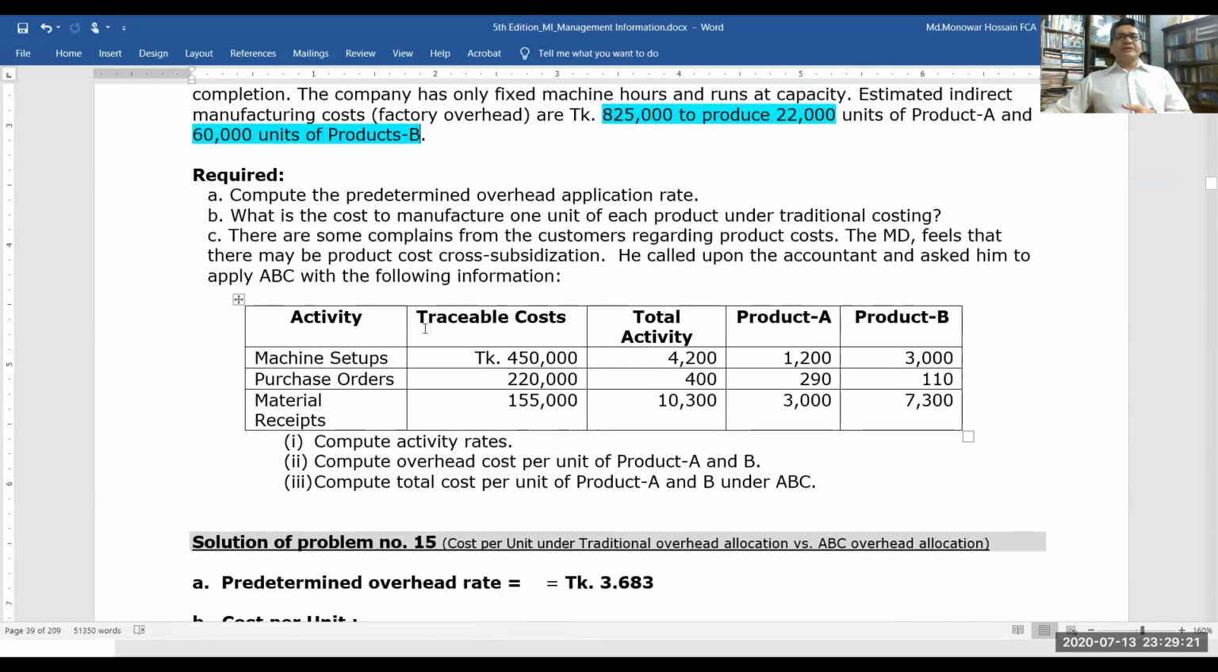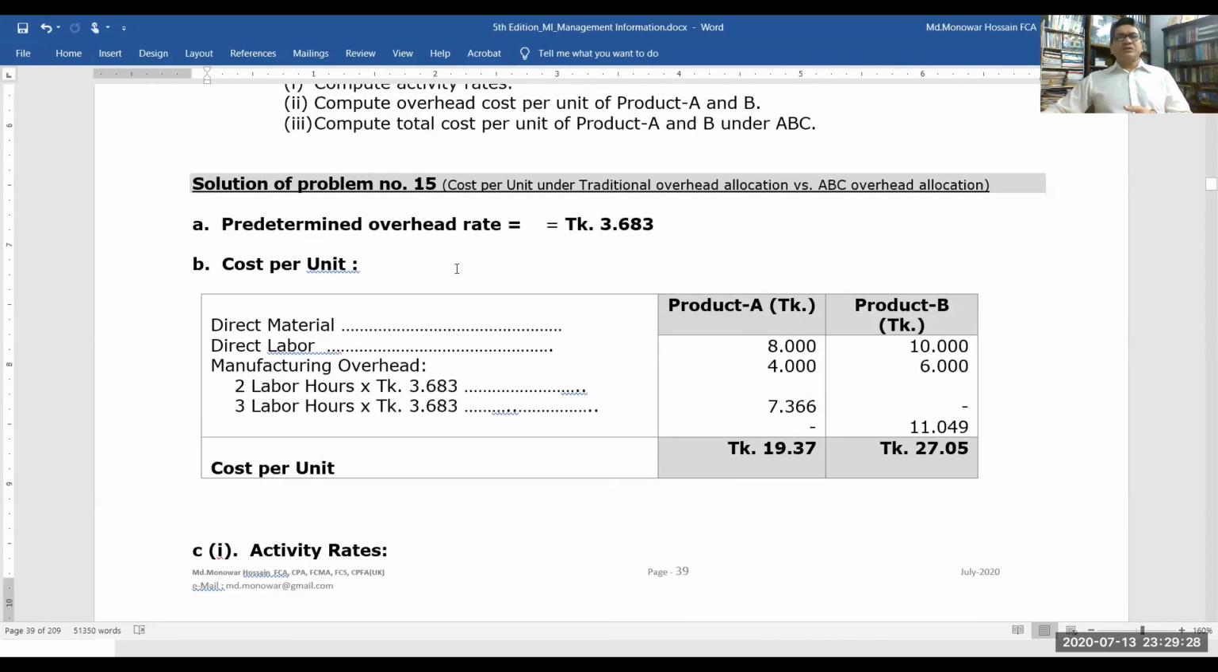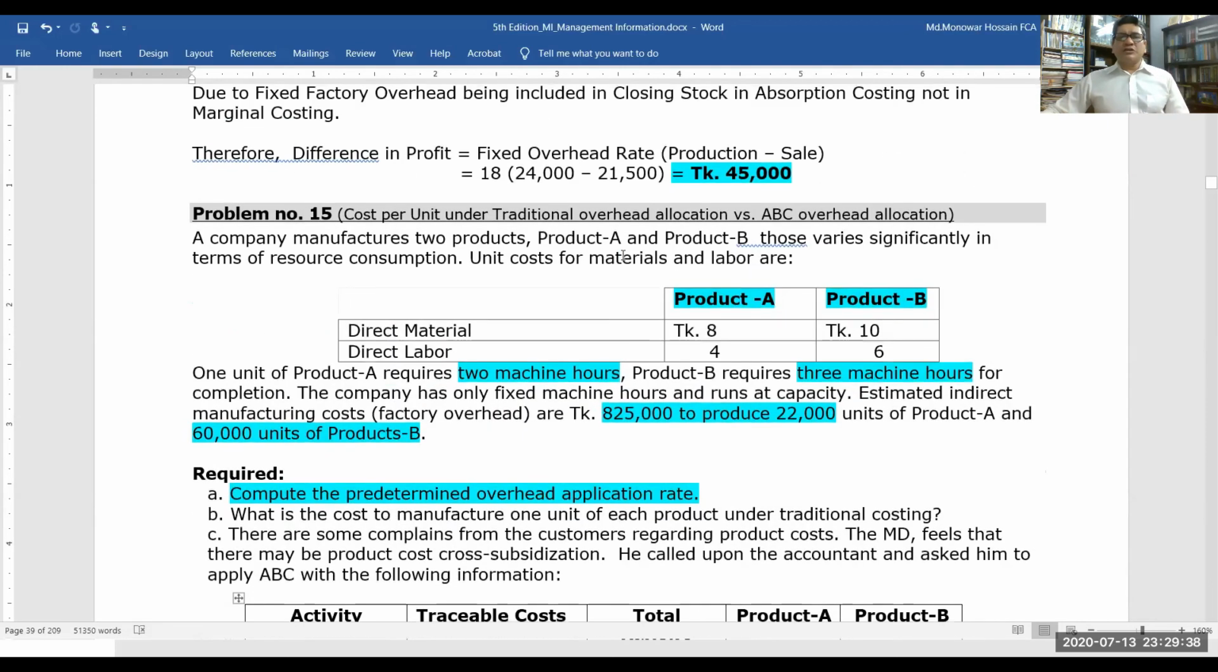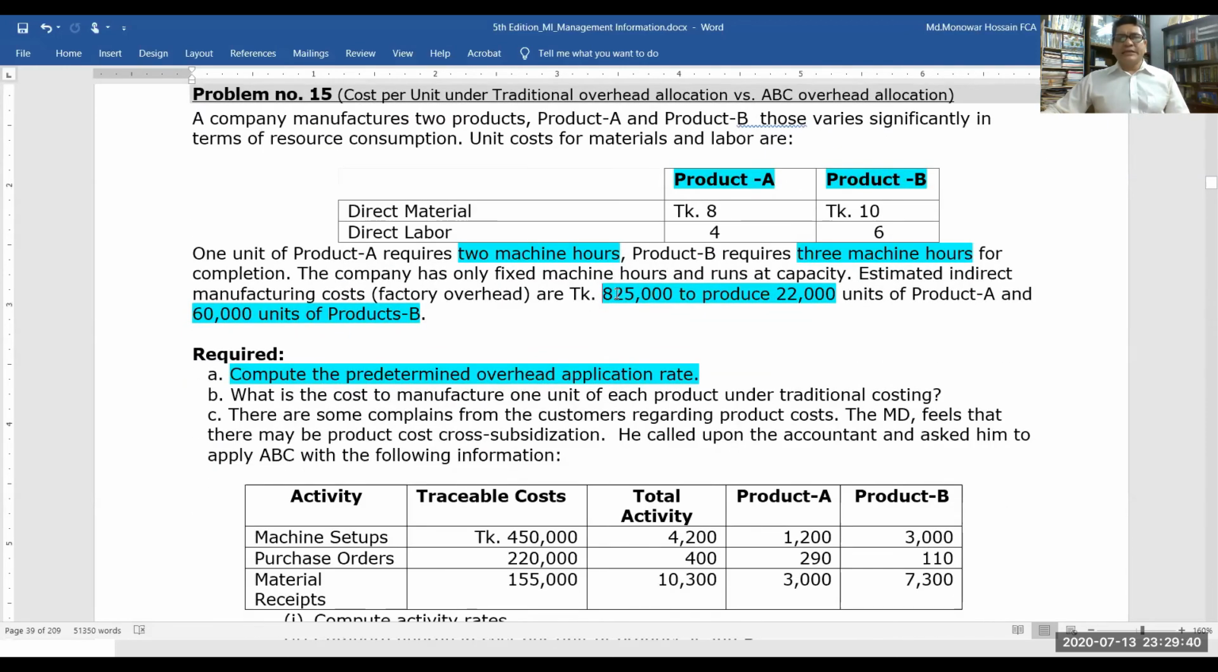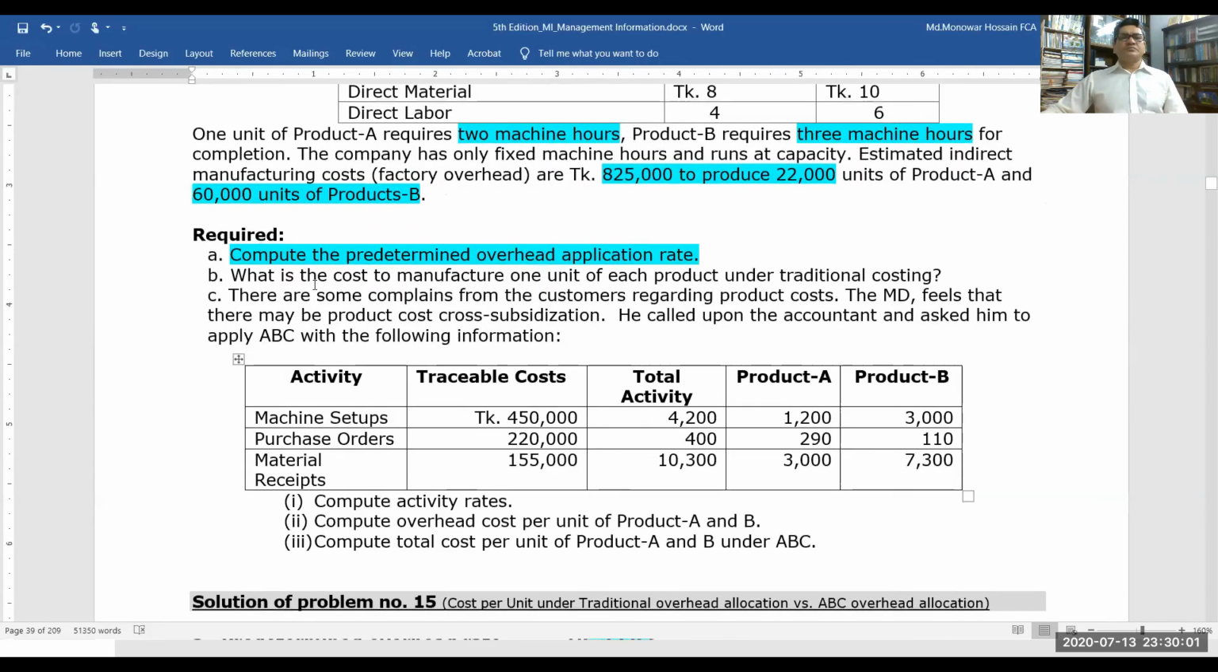So the requirement is to compute the predetermined overhead application rate. So what would be the overhead application rate? The predetermined overhead application rate is 3.683 taka. How? So total cost is 8,25,000 divided by the number of units, 22,000 and 60,000.